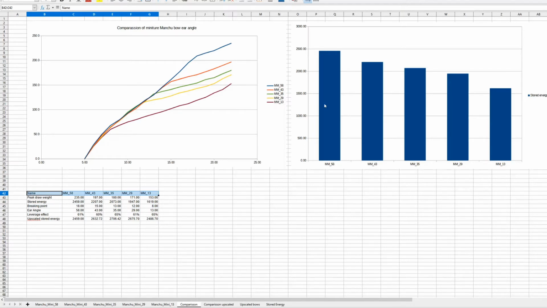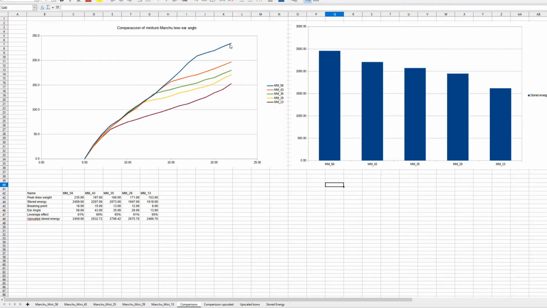If we compare the energy of these, energy is measured with grams multiplied by centimeters. You can convert this to joule if you want to, but there's no point because we only compare them to each other, and the difference would be the same. You can see that the one with the highest peak draw weight stores the most energy, which is MM58, and then it goes down to MM43, MM35, 29, and 13, which is to be expected.